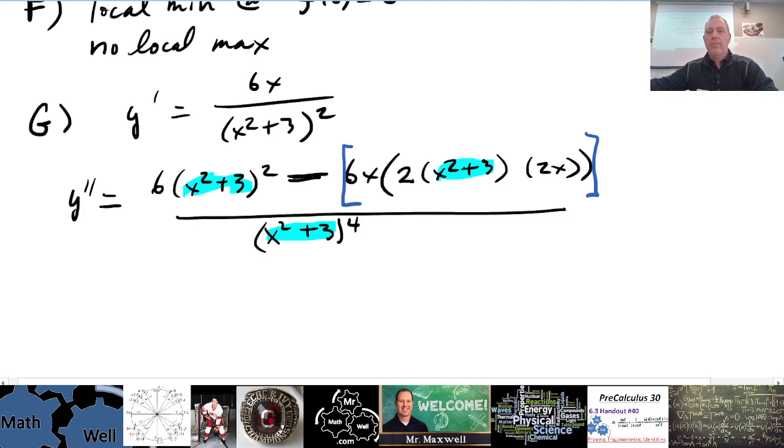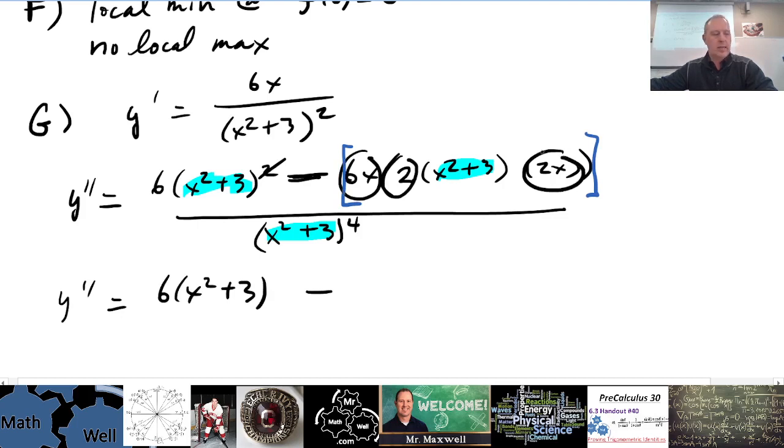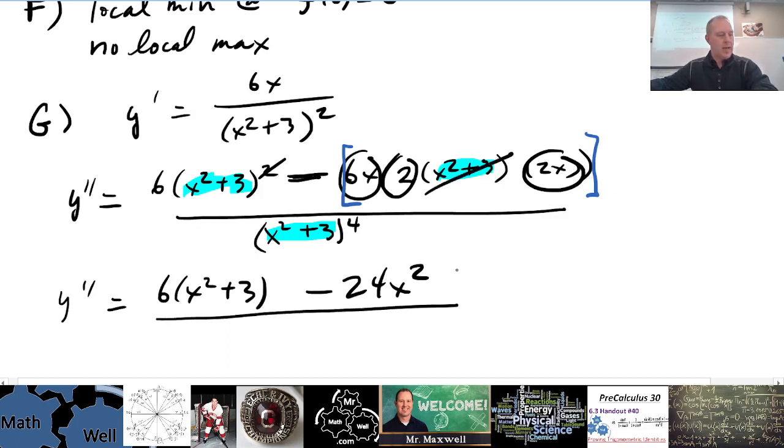So what that means is this. I'm going to take one of these out. That's going to be 6 times x squared plus 3. This 6 times 2 times 2x, I can put all together. So what's that going to be? 6 times 2 is 12, times 2 is 24, times x is 24x squared. And this is going to be gone as well. So that simplifies to that. And on the bottom, I now have x squared plus 3 cubed.